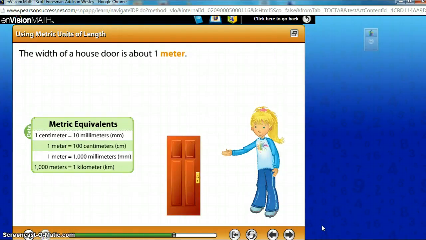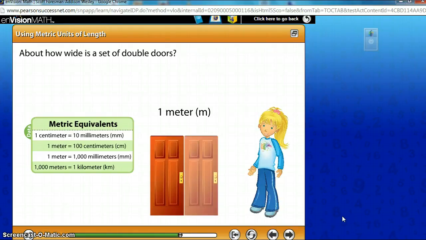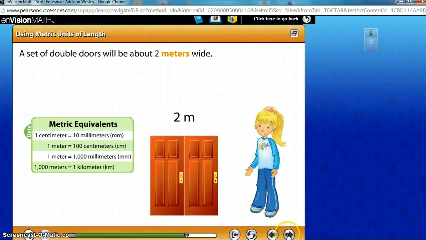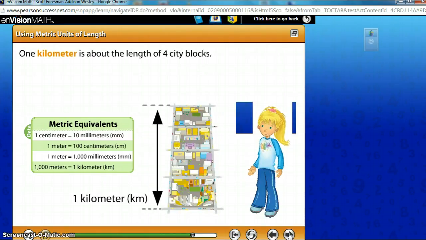The width of a house door is about 1 meter. About how wide is a set of double doors? Corinne? 2 meters. A set of double doors will be about 2 meters wide. 1 kilometer is about the length of 4 city blocks.